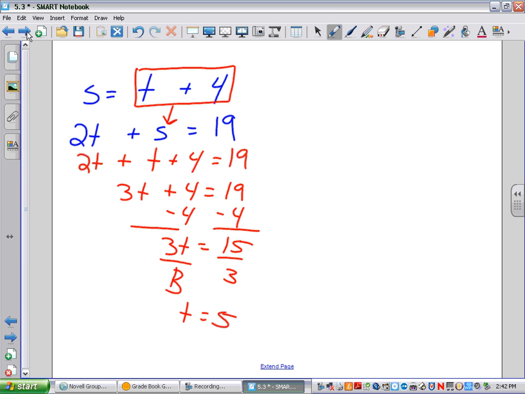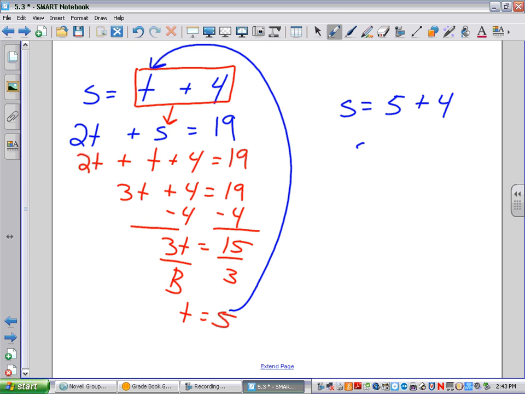Then I now need to find s. So I take this 5 and I substitute it right there. So s equals, instead of t plus 4, I'm going to write 5 plus 4. So s is 9. So two answers. T is 5, s is 9.